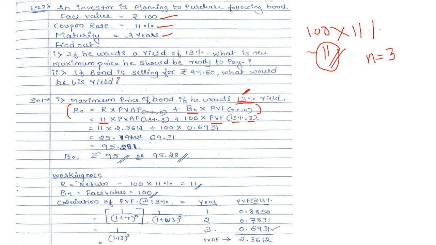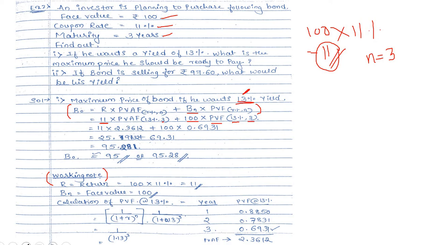Okay, so how to calculate the PVF and PVAF, that is the thing. So for that I have given the working note here. Please concentrate on the working note. Already we know that R is the return, that is 100 into 11, 11 already taken. Next, Bn is equal to face value, that is 100, that we have taken here already. Next, calculation of PVF at the rate of 13%. If the rate of return is 13%, what is the PVF value, that we are doing here.